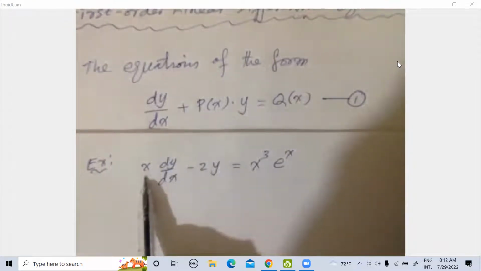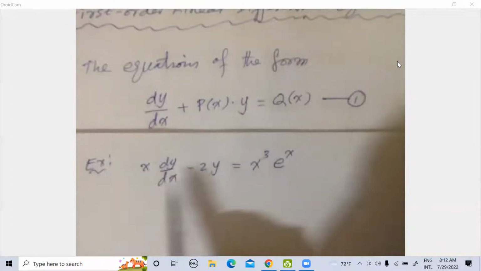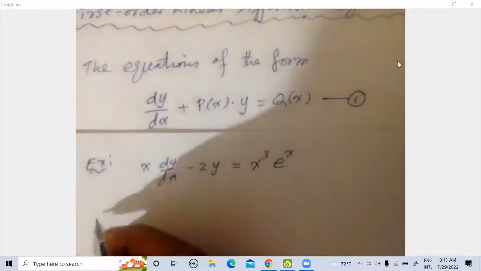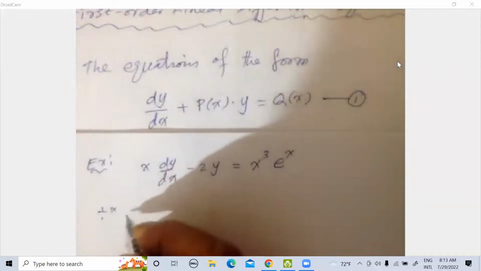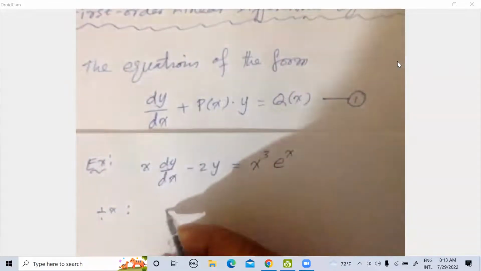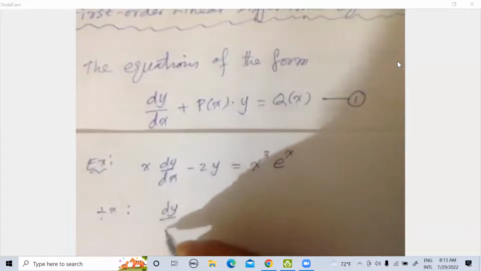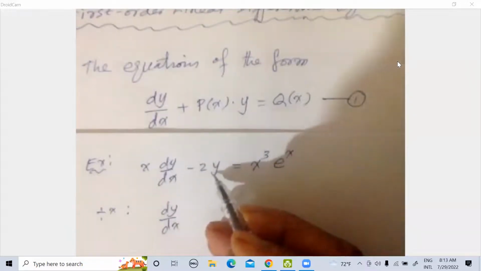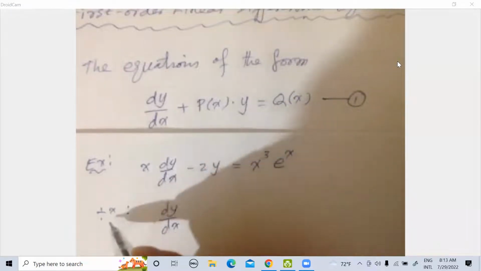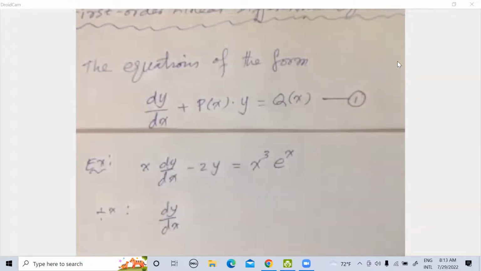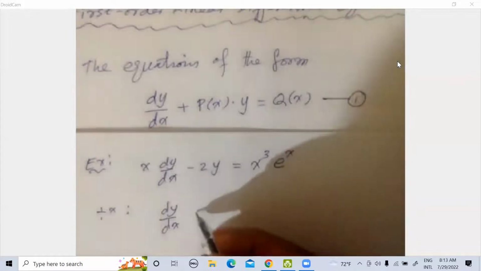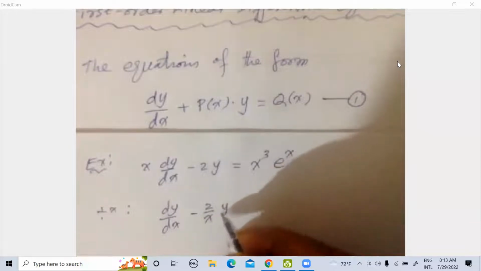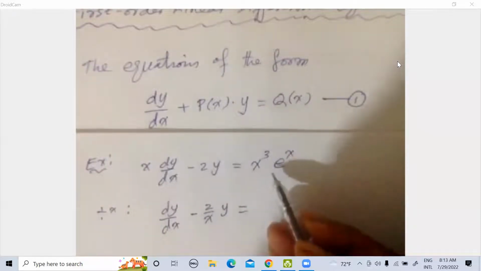What should we do? You have to divide by x. Okay, divide by x. When you divide by x, this equation becomes dy over dx. So that is this term divided by x minus. We have to divide this also by x. Every term should be divided by x. So the second term becomes minus 2 over x y equals, you are dividing this by x.